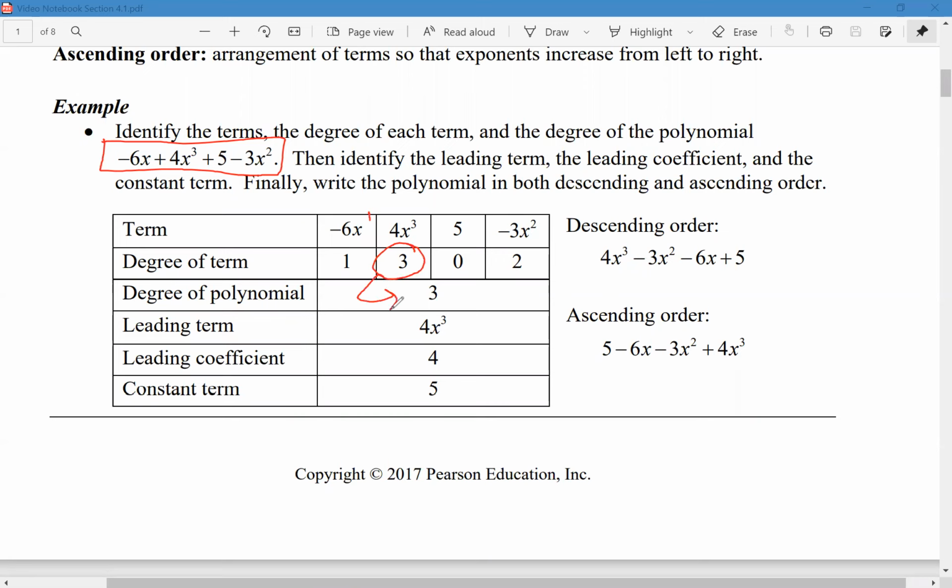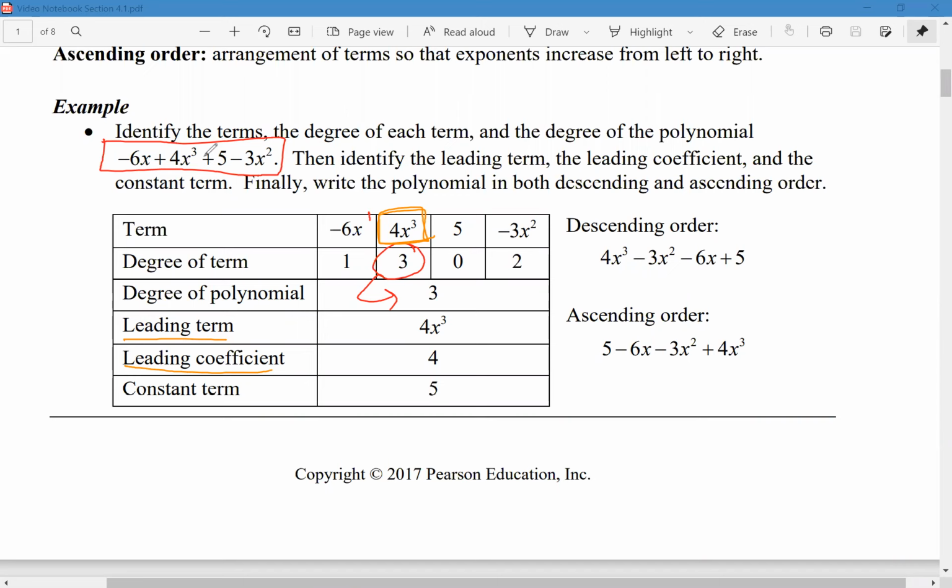Therefore, the degree of the polynomial is 3, which means 4x to the third, that's called the leading term. Even though it wasn't leading in the beginning, it wasn't listed first, it's called the leading term because it has the highest degree. That means 4, that number part, is the leading coefficient. And then the constant term in this polynomial, it's the one that's just the number without any variables on it, and it happens to be 5.